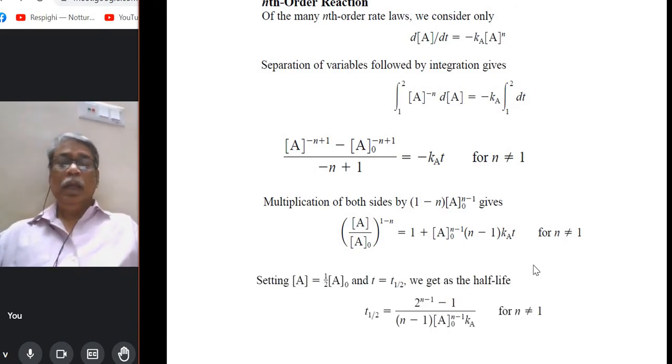Now you are interested in half life, so we just put in this equation A to be A0 by 2 and t to be t half. Then it would give you the equation that I presented in the last slide. t half looks like this. It depends on the order of the reaction, it depends on A0, it depends on K. Only for first order A0 is not there, and this equation is not valid for first order, so there is no problem.